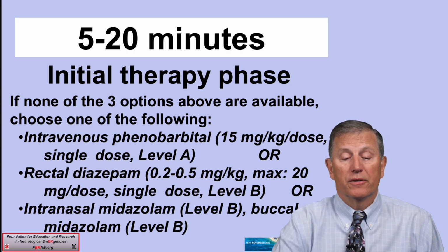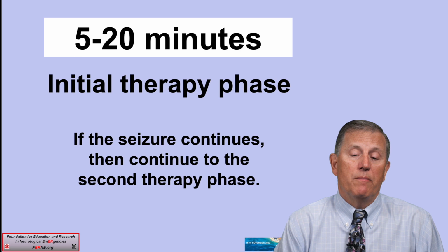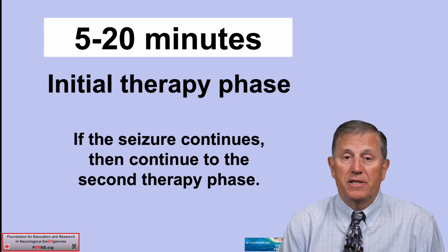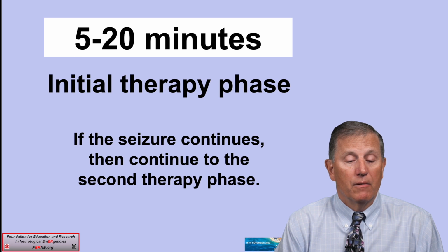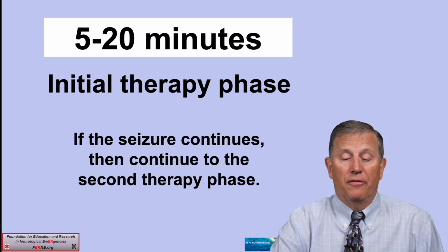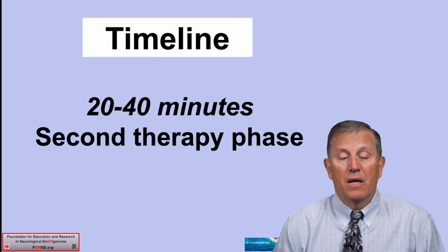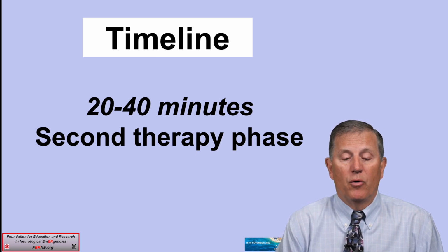If at the end of this 5 to 20 minute phase, which understandably could take a short amount of time longer, the seizure and status epilepticus persists, then it's important to continue to the second therapy phase. The second therapy phase is intended to occur between 20 and 40 minutes.